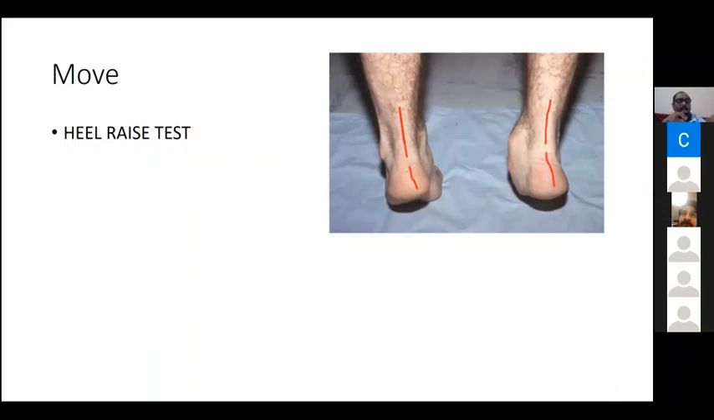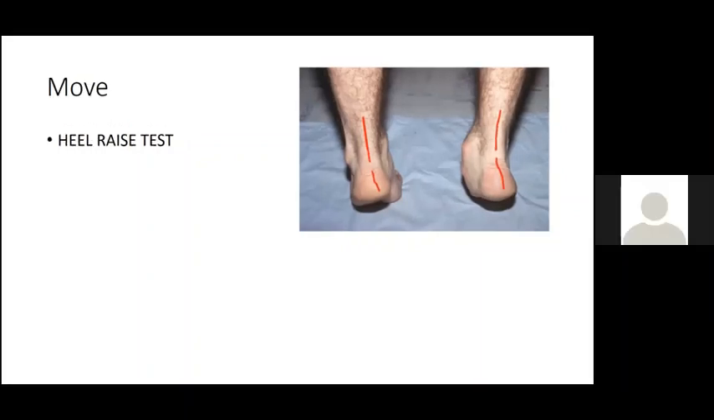Ankle is involved here. So this one is a heel raise test. What is the function of tibialis posterior? When you raise your heel, it is brought to varus. So you look at this particular side, the heel is going into varus. Can you realize that? Yes. Here, if you see, this is the fullness of tibialis posterior.